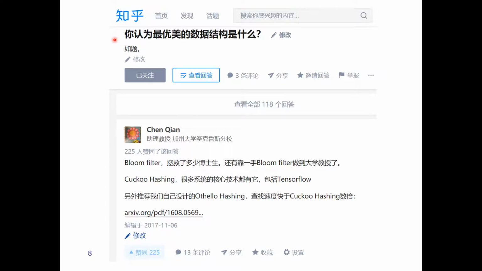So the question is, which data structure do you think is the prettiest, the most beautiful data structure? So my answer is first Bloom filter. Okay, Bloom filter. Many PhD students used Bloom filter to graduate, to write their dissertations. And also cuckoo hashing. Cuckoo hashing is another data structure that we will talk about in this lecture. So why is Bloom filter so beautiful and so useful?